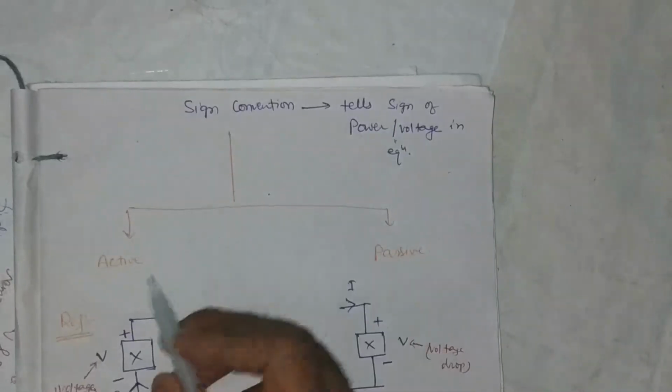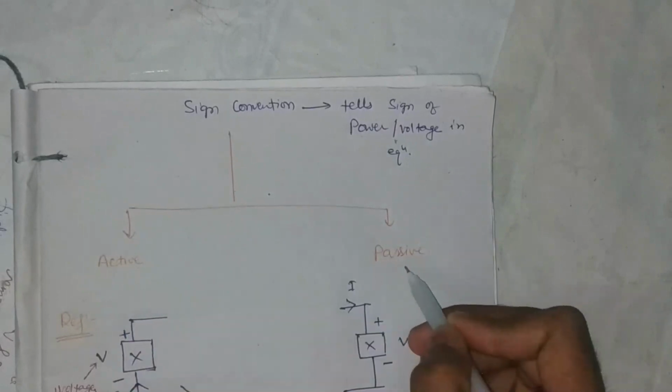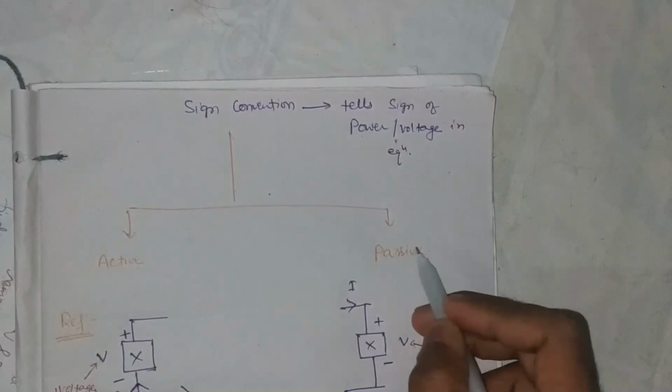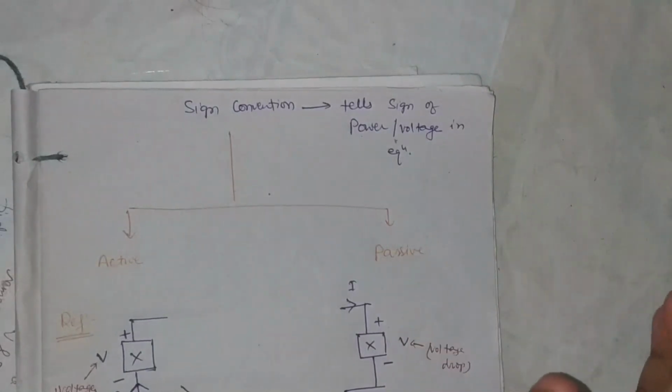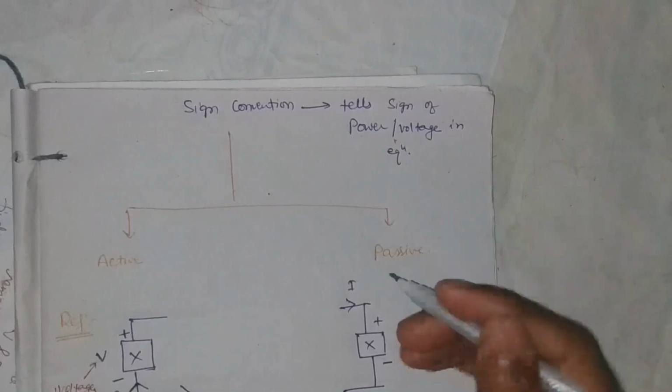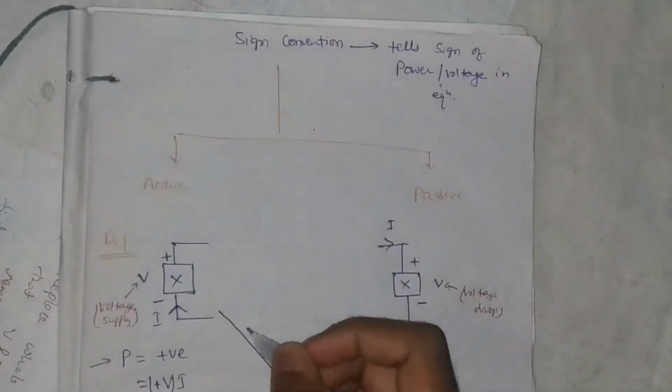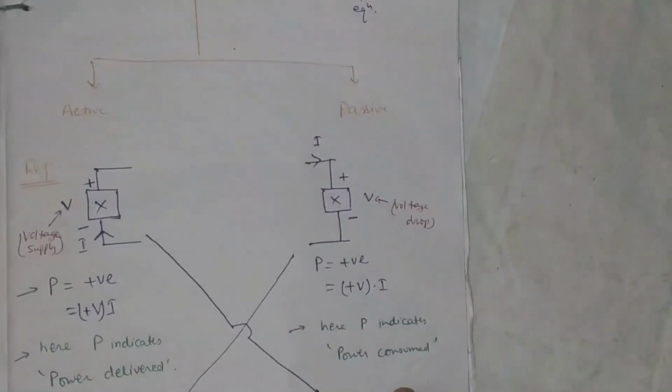The first is active sign convention and the second is passive sign convention. Mostly we use passive sign convention. Most books are written about passive sign convention, but there is also active sign convention, so we have to learn both of them. First, let's discuss passive sign convention.